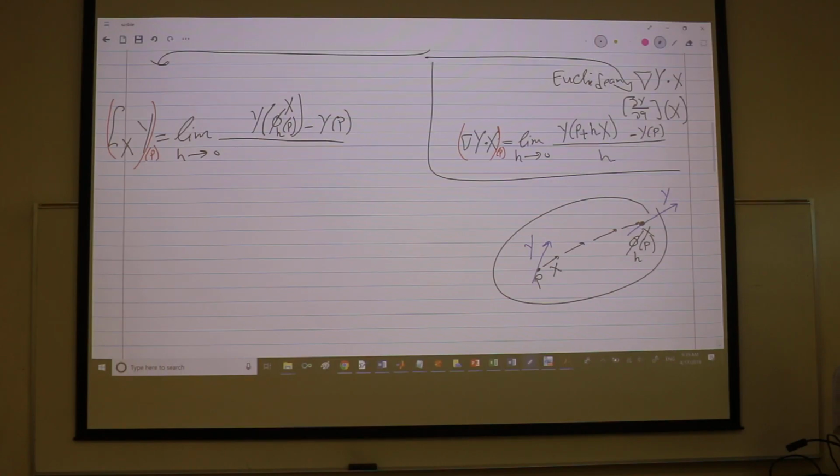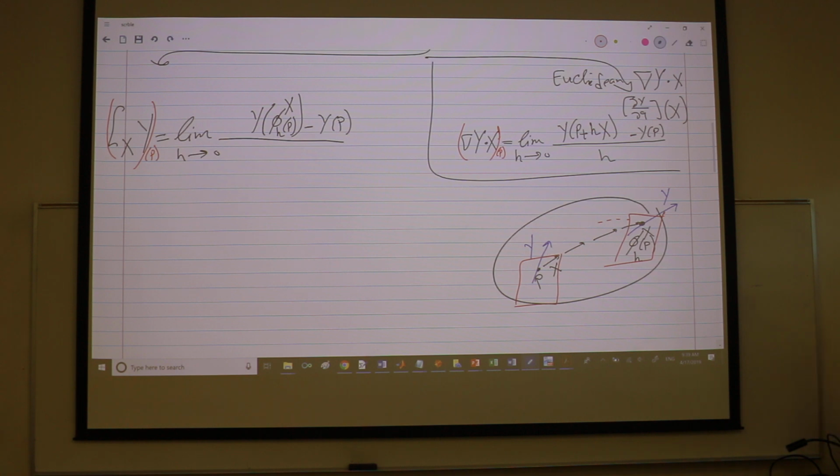This guy lives in that tangent space at this point. This guy lives in that tangent space. Correct? So I cannot subtract. Please move one to the other. Push forward. I have a map here from this point to that point. What is this map? Pull back.